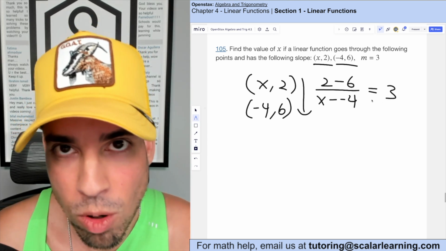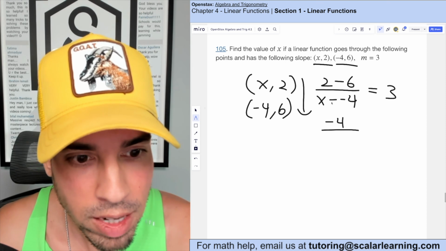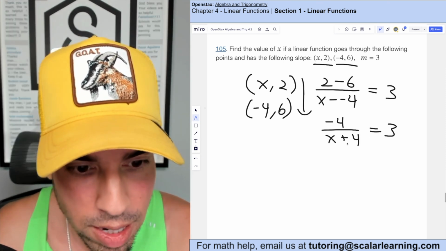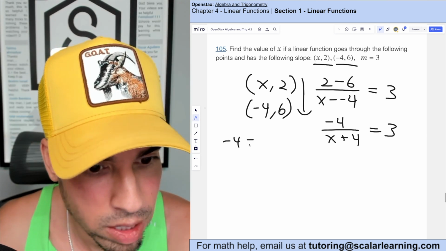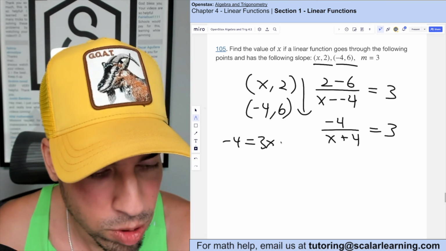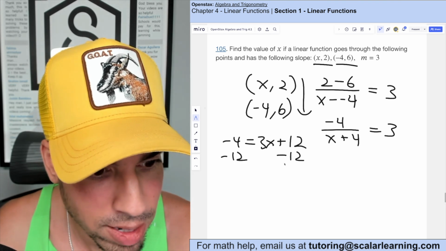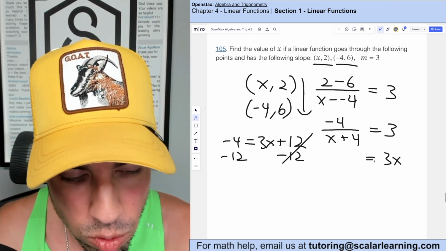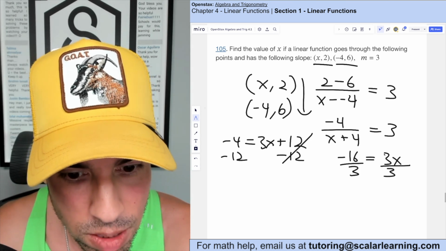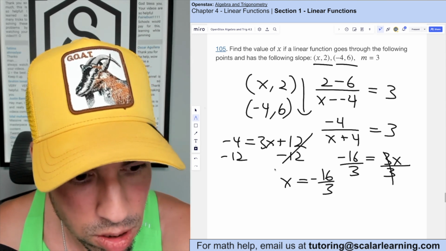Now I got a beautiful equation that I can solve for x. So 2 minus 6 on top is negative 4. X minus negative 4 is the same as x plus 4. Now I'm going to multiply out by that denominator. So negative 4 equals x plus 4 times 3, which if I distribute that becomes 3x plus 3 times 4, which is 12. Then I'm going to minus 12, I'm isolating, and I get 3x equals negative 16. Last but not least, divide by 3, and x therefore equals negative 16 thirds for the win.